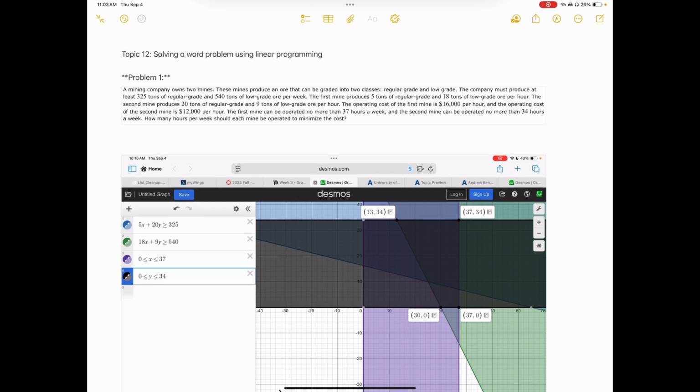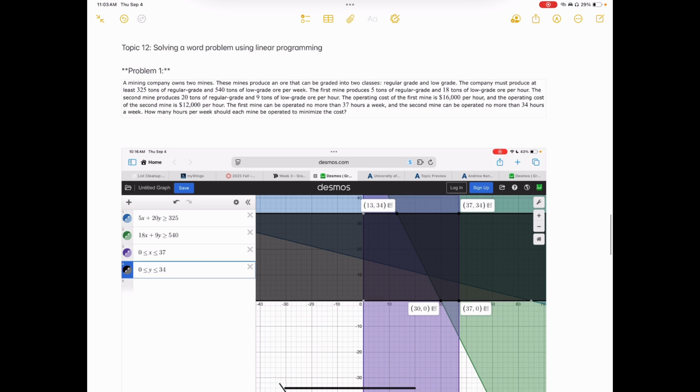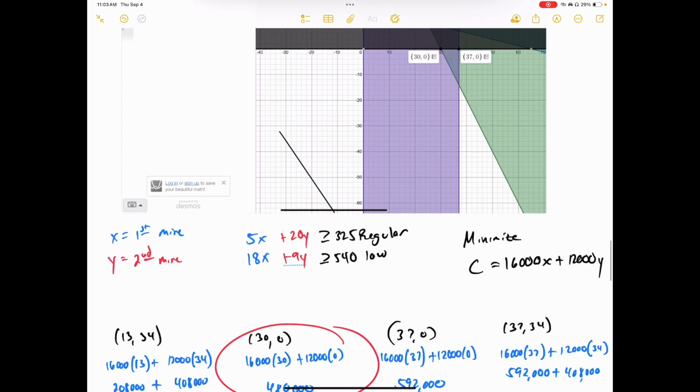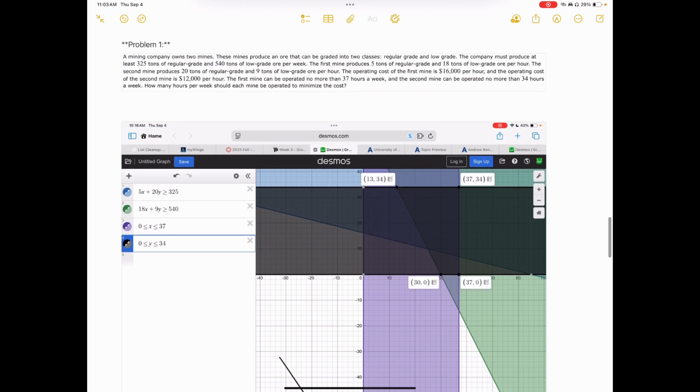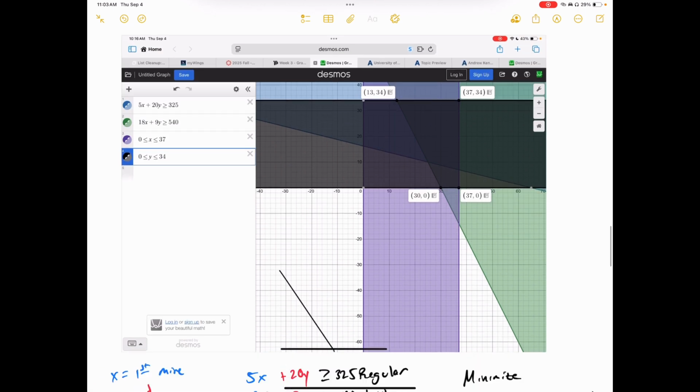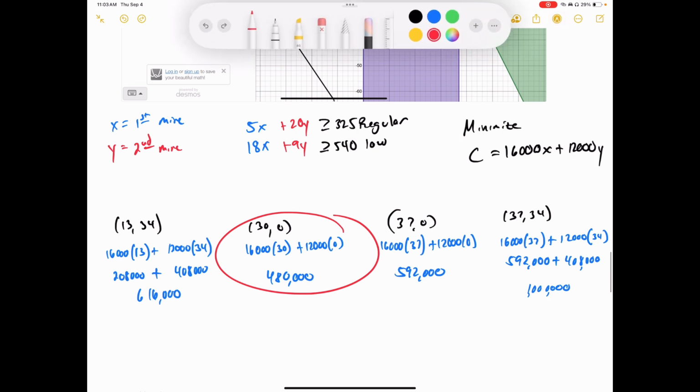The next sentence says the operating cost of the first mine is 16,000 per hour and the second mine is 12,000. So that's our cost objective function right here: 16,000 times how many hours we do the first mine, 12,000 times how many hours we do the second mine. The first mine can operate no more than 37 hours a week. So there's another constraint, no more than 37 hours.